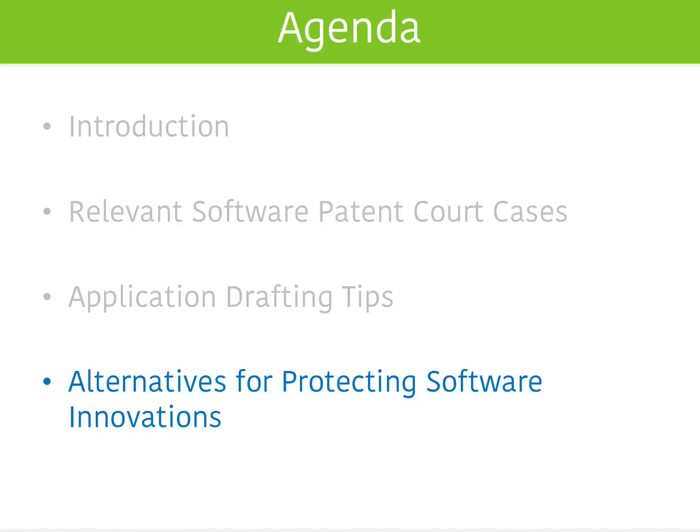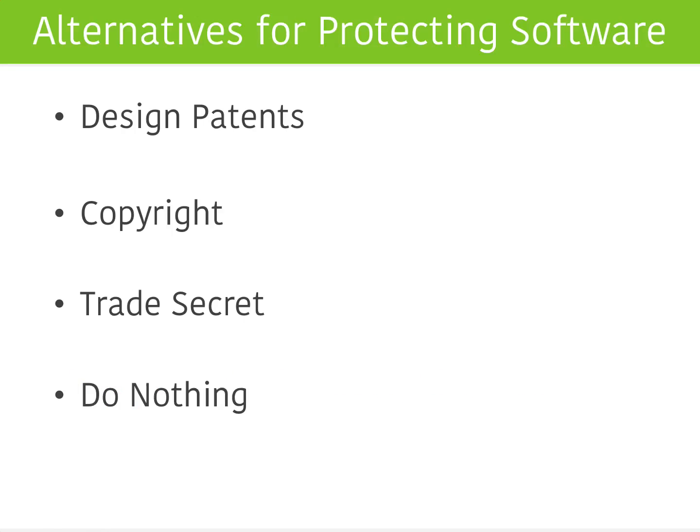If you missed part 1, we discussed the basics of the 101 section of the U.S. Code, which describes what is considered eligible for patenting. Then we discussed relevant software patent court cases and what the holdings were in each of those. Then we discussed some application drafting tips. However, if you think that what you have is not protectable by utility patent, there are some alternatives for you, which we will be describing now in this part 2.